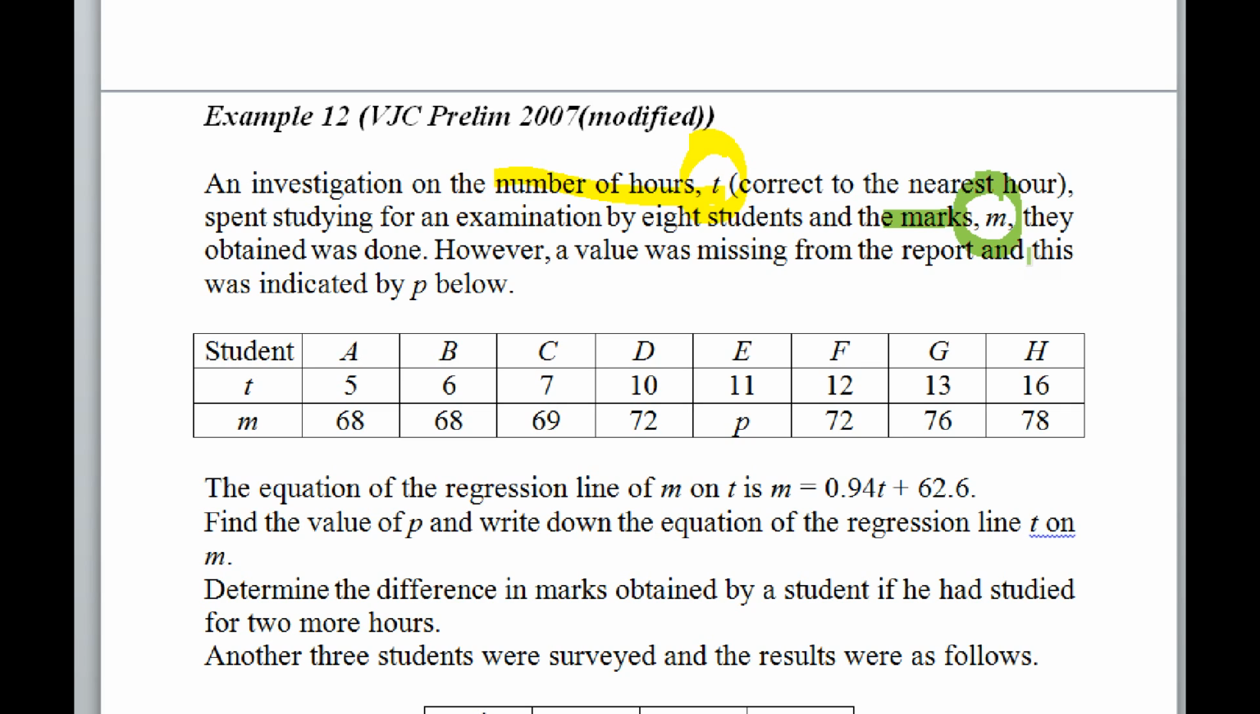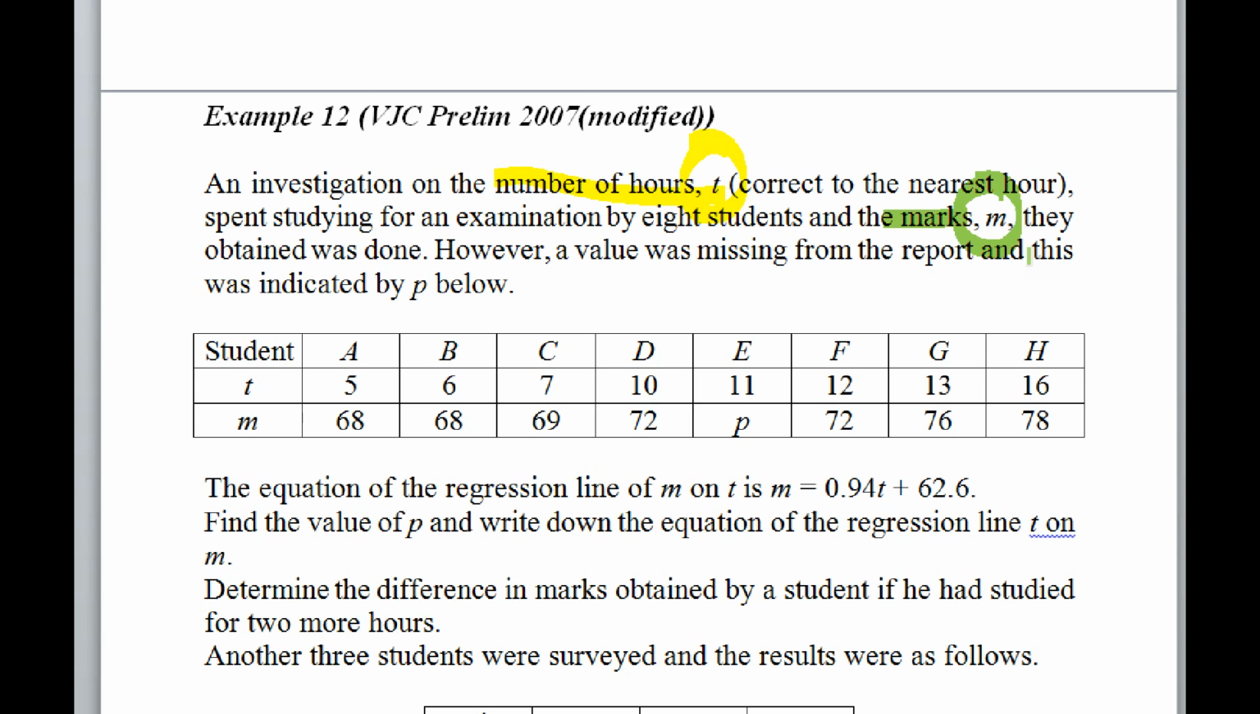Because they gave you the regression line. Usually we will get some cheap marks by getting the regression line, at least 1-2 marks there. But they don't even give you the cheap marks. But of course, VJC prelim. Cheap marks? No, cannot get the cheap marks because the equation is given.